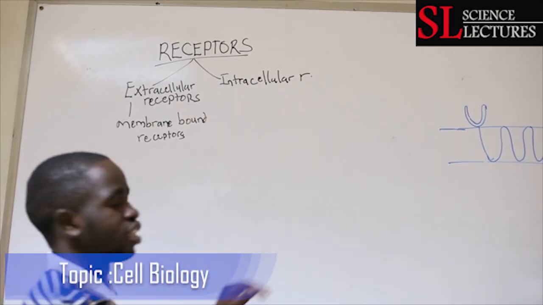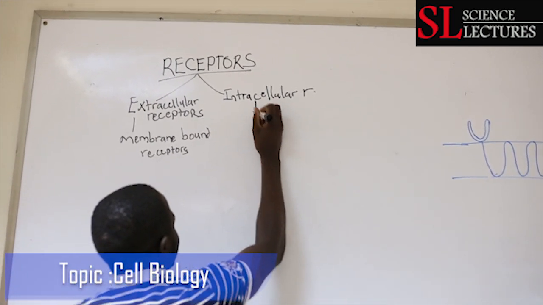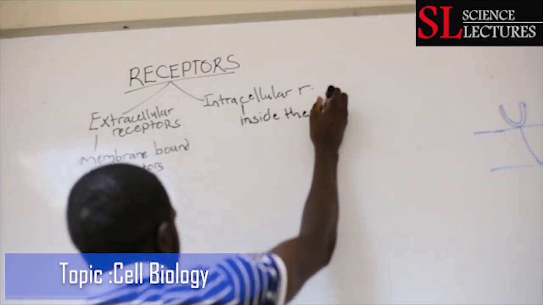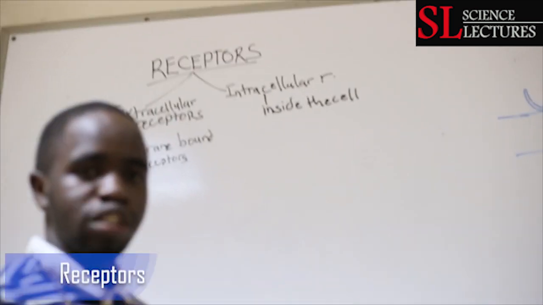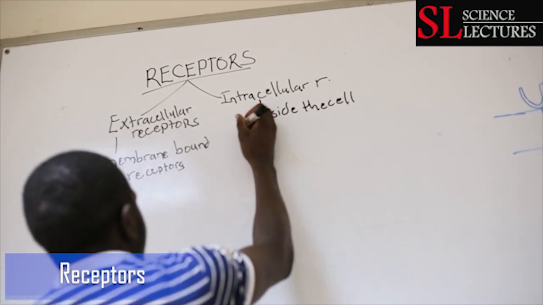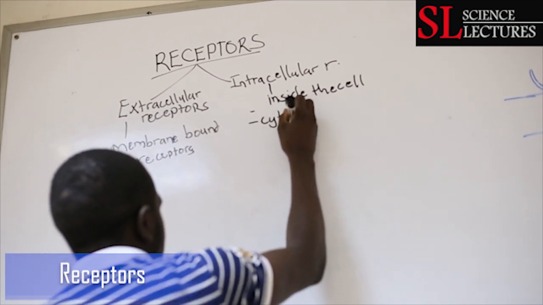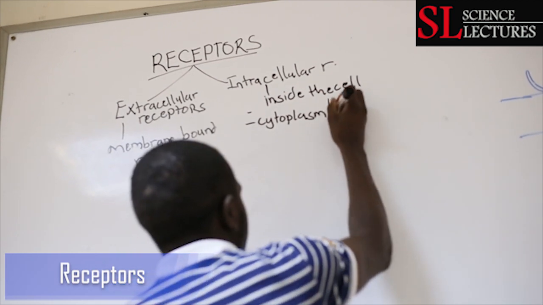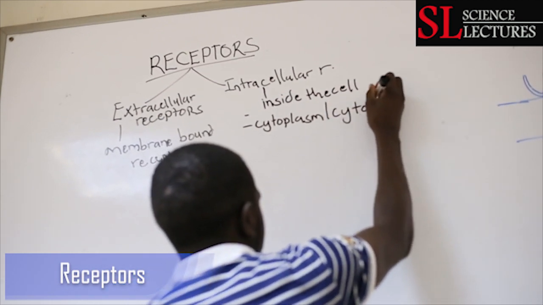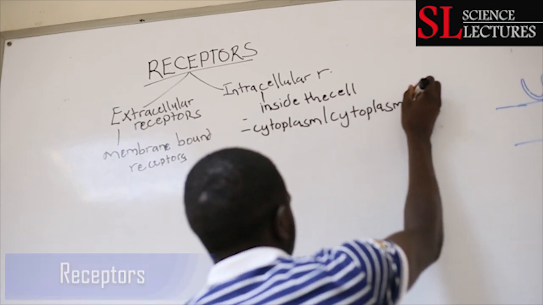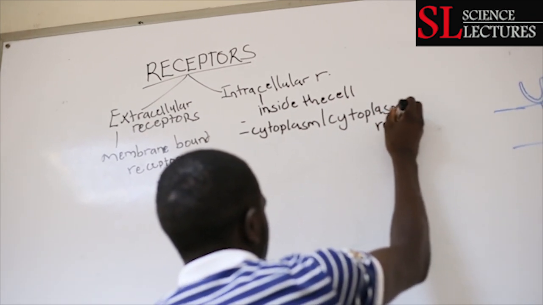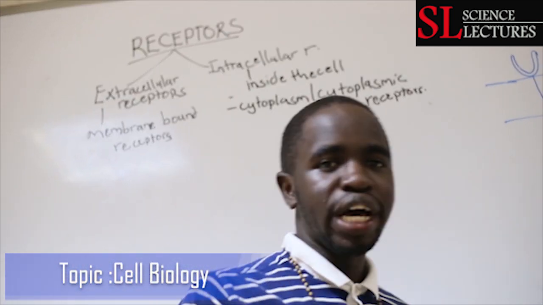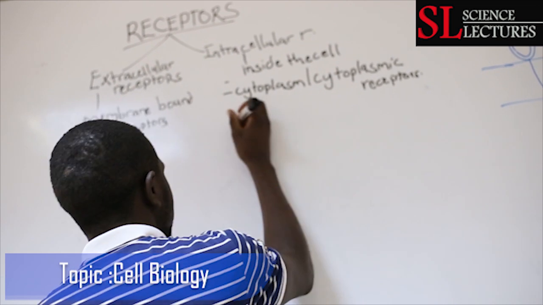Intra means inside. So they are located inside the cell. They are found inside the cell. Inside the cell, that means they are suspended within the cytoplasm. That is why when you read some text, they will be calling them cytoplasmic receptors. Another important thing to note about them, they bind hydrophobic molecules.